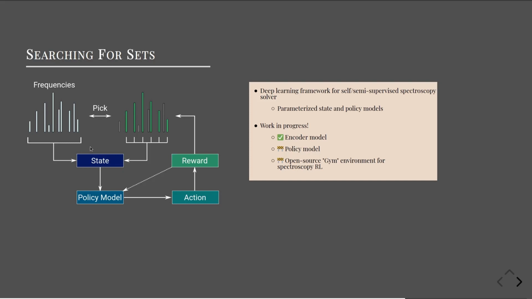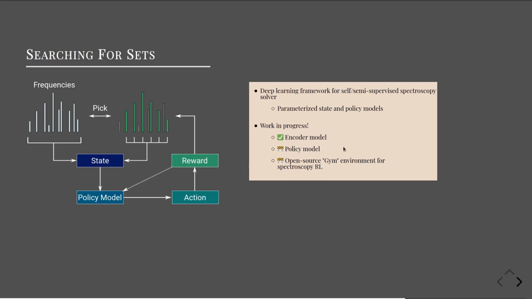So in a deep reinforcement learning framework, you can model this process as a Markov decision process where both the state and the policy models are parameterized by recurrent neural networks. And so the unknown frequencies from our PySpecTools output and your assigned set together describe the state. And we can use a recurrent neural network to generate encodings of both the unknown and assigned frequencies, which are then fed to the policy model that then decides what the best course of action is.